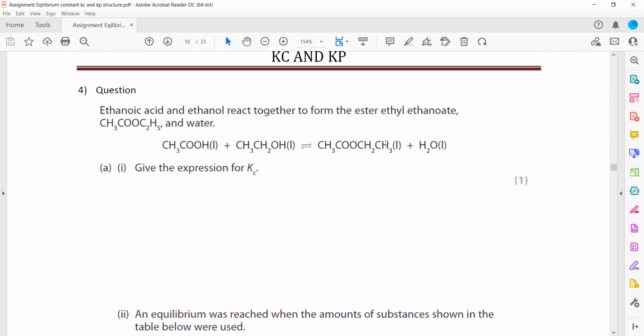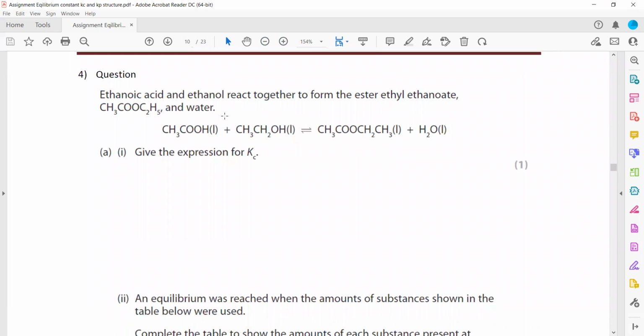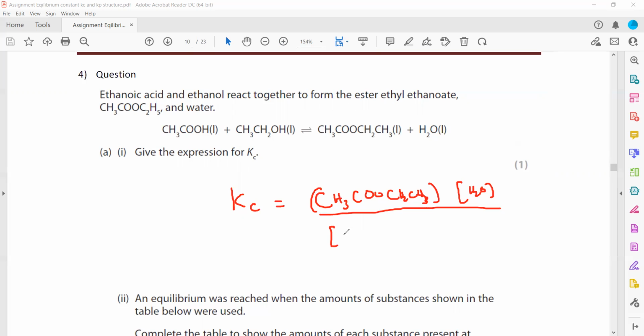In question 4, ethanoic acid and ethanol react to form the ester ethyl ethanoate. We have to write the expression for Kc. It's a homogeneous equilibrium, as all the reactants and products are in the same state. So we have CH3COOCH2CH3, then H2O, water, divided by CH3COOH and then CH3CH2OH. So Kc is product divided by reactant.